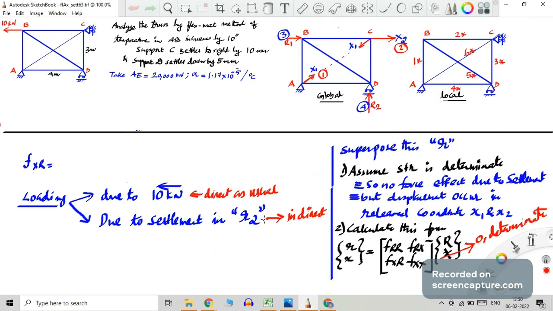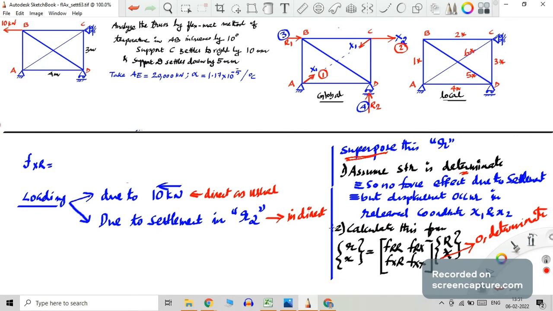That discussion we are using is superposition. I have explained this when I was describing the first problem, where if that support settlement is not coming in small x, you need to go for some superposition method. It's not straightforward. All these things I have told you. So we need to go for a superposition. How will you superpose? Assume the structure is determinate, that is, remove that member AC and support C, as we have just done in the global coordinate system.